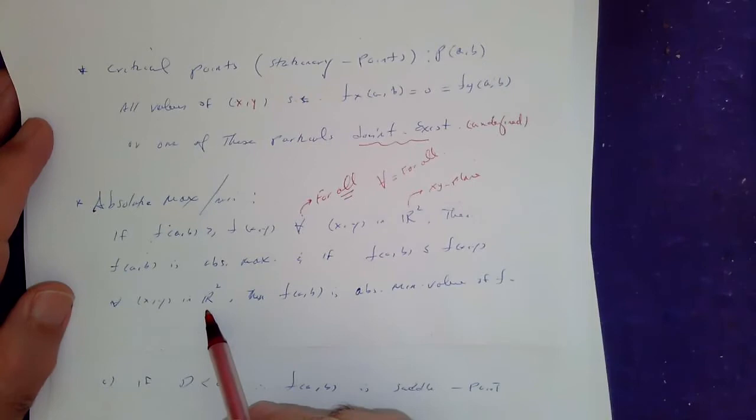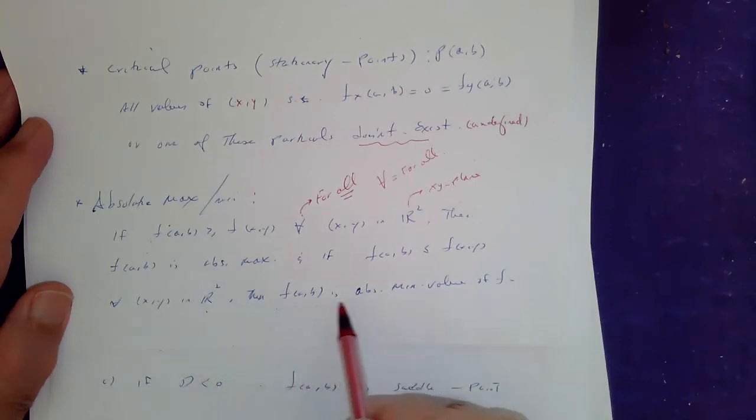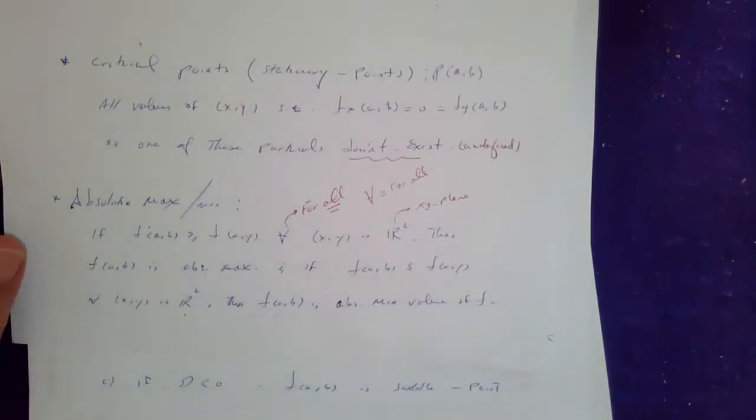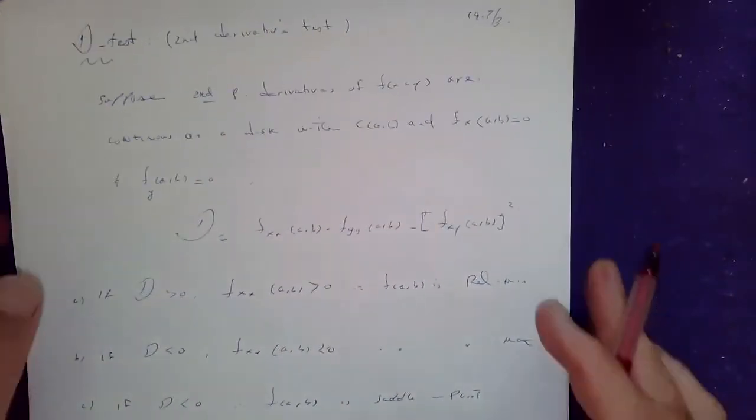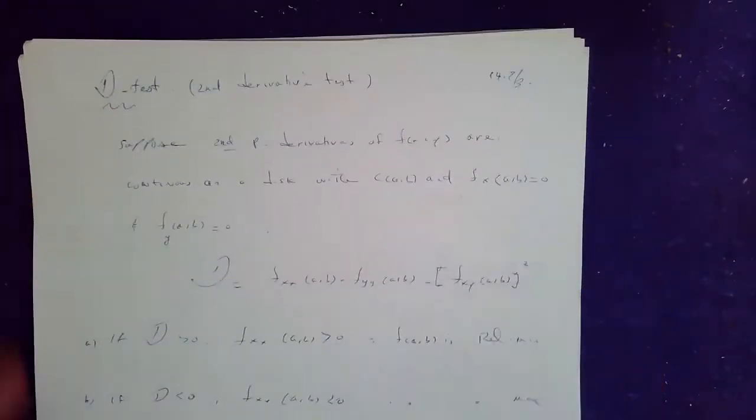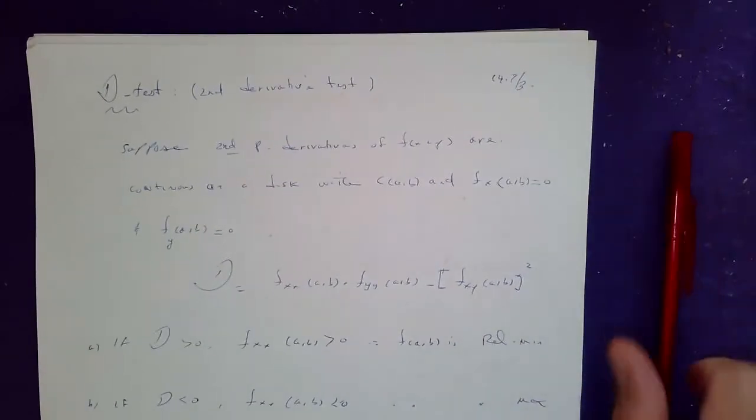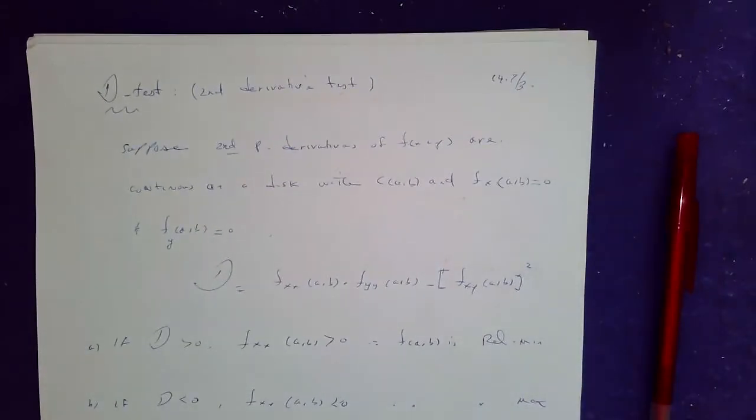For every ordered pair in R2, then f of (a, b) is called the absolute minimum value. So let's see what is the proper test we have to apply. Remember in first semester calculus, we applied the second derivative test. We could have applied the first derivative test.